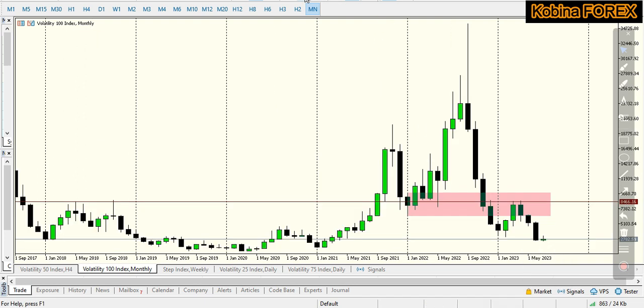So on this note, what must we expect? Price is seeking to take liquidity. Now it formed a low here.